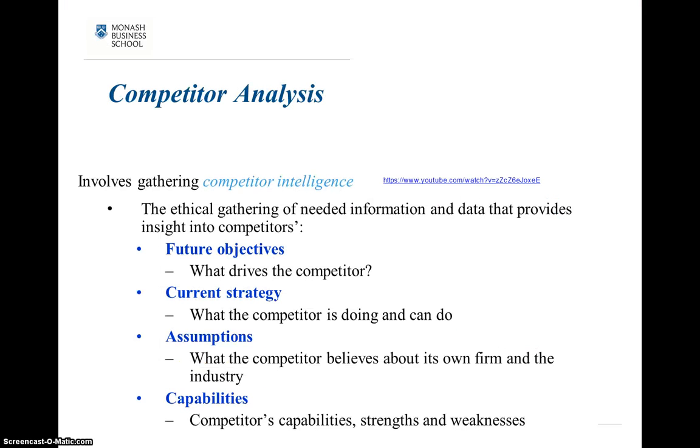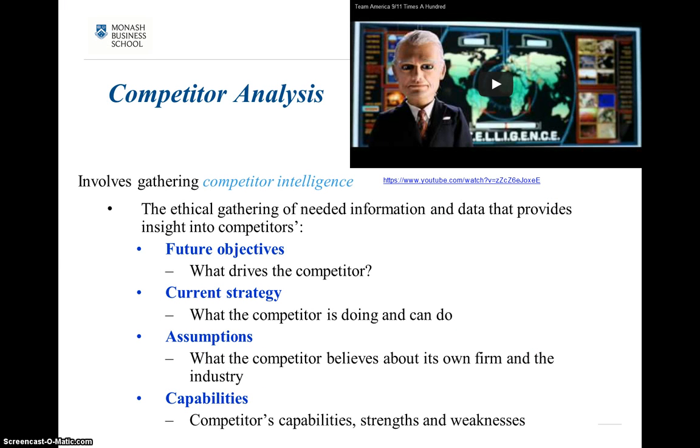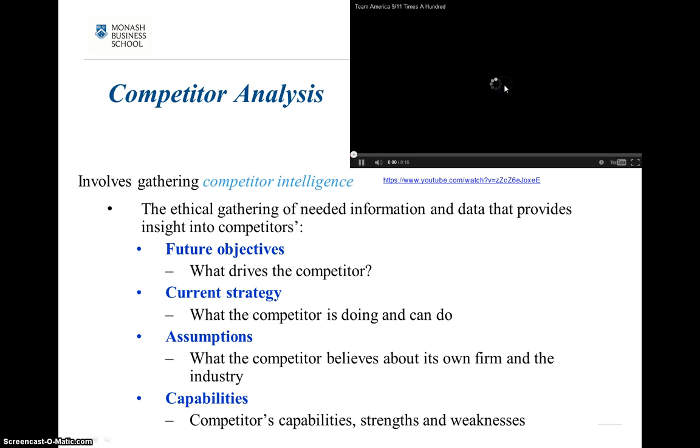Let's look at our last type of analysis for this week, and it is the competitor analysis. Unfortunately for us, the type of competitor analysis that we'll be using is not this type.